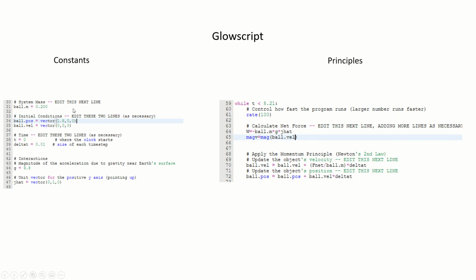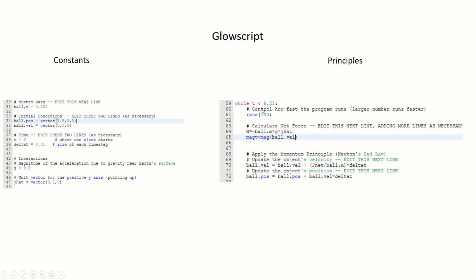So for GlowScript, the first thing I did was edit our constants. For the mass, I used 0.200 kilograms because that's the average mass of a metal Slinky. I used the initial position of 1.8 meters that I used in Tracker. I used t equals 0 because that's where the time started, and then delta equals 0.01, which is the size of each time step. I used g equals 9.8 to represent the acceleration due to gravity. And then for j hat, I used the vector 0, 1, 0, and that was just to give the direction of the motion of the Slinky.